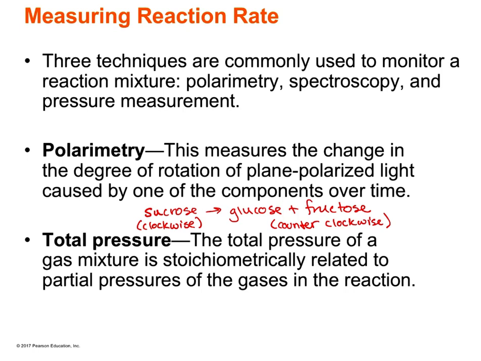Now, in terms of measuring the rate of reaction, you can measure the total pressure of a mixture of gases over time. And depending on that change in pressure, you can backtrack and figure out, do I have more reactants or do I have more products?